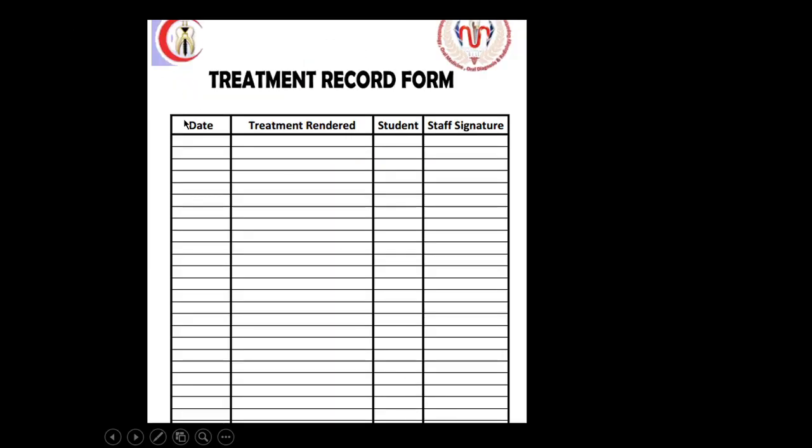And this is the last page, the treatment record form. You will write the date and the treatment rendered, that is scaling and root planing of the upper right quadrant or the lower right quadrant or some quadrant, and your name here, and this is the staff signature.